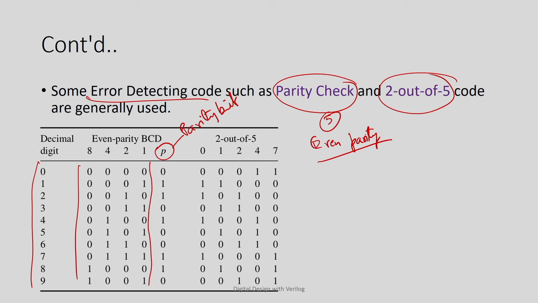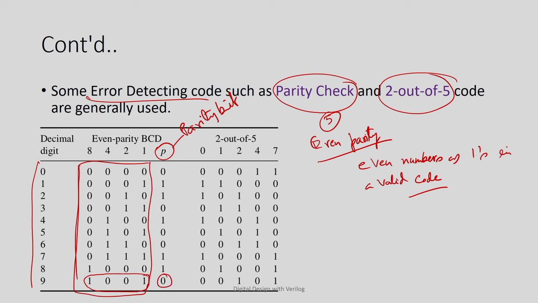What does this mean? I just want to make sure that in this particular encoding, every valid word has an even number of 1s in a valid code. The way I am going to set this: this part is already set, I know this is the binary encoding of the numbers 0 to 9. Now, I will set the value of the parity bit such that this particular row has an even number of 1s. If the encoding already has an even number of 1s, then I will put 0 here. For example, here 1001, there are 2 1s, so even number of 1s, so I will put 0 here.